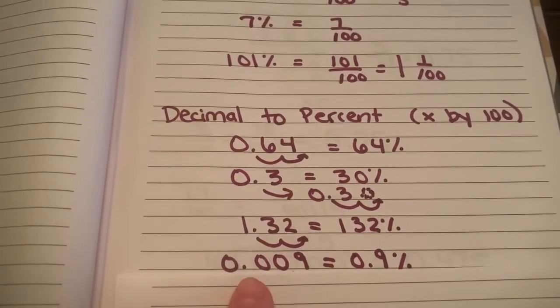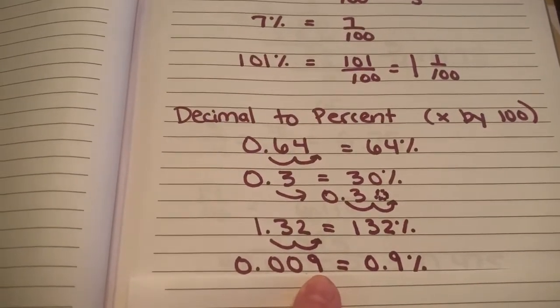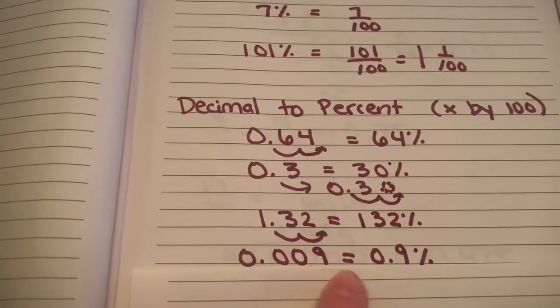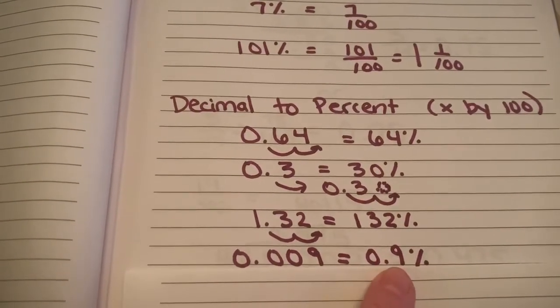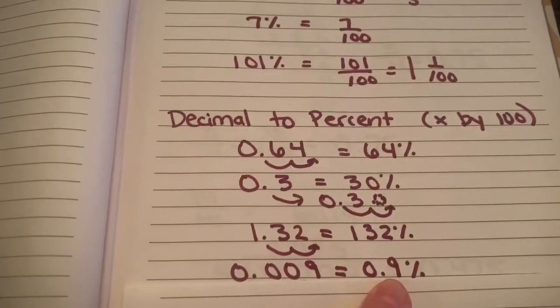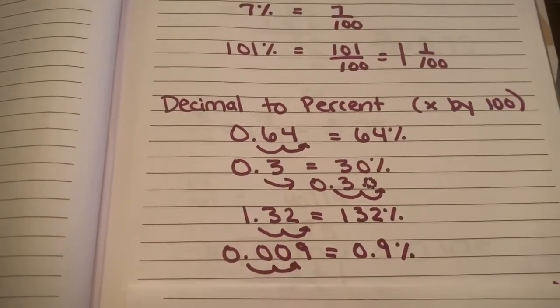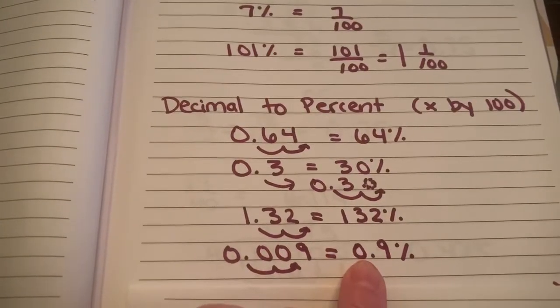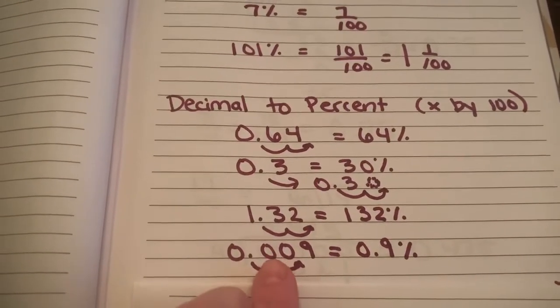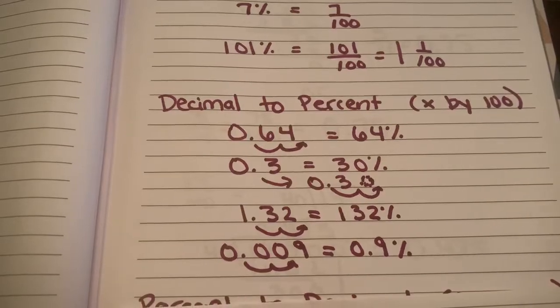And with this one, you notice that I've got a really small number, 9 thousandths, but I'm going to do the same exact thing. So I'm going to wind up with the decimal still in the percent, which is absolutely acceptable, of course. Move that decimal over twice, you wind up with 9/10 of a percent. Very tiny number, so it's a very small percent.